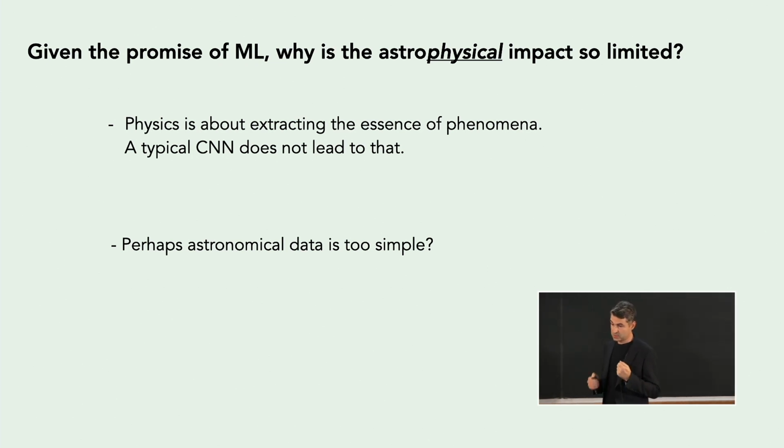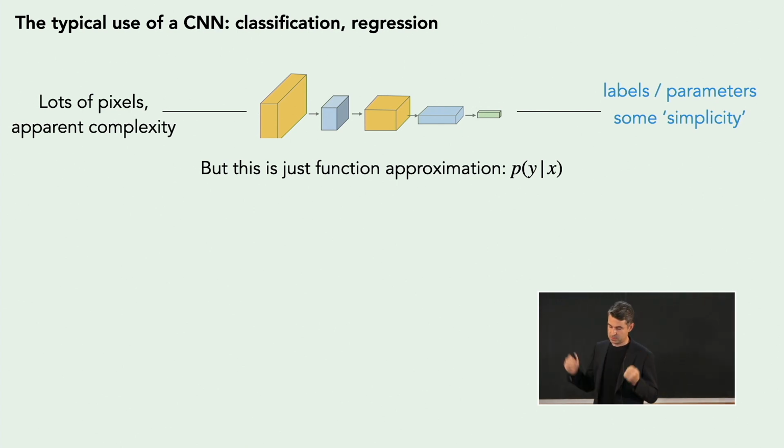Okay. And so what do I mean by this is that this is a typical use of a CNN. You start from lots of pixels, and the CNN, which is just function approximation and nothing else, is going to basically define this function such that it's going to match the labels that you have during training. But this does not lead to any simplicity and does not give you the essence.